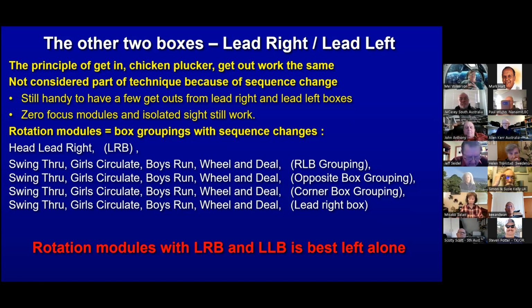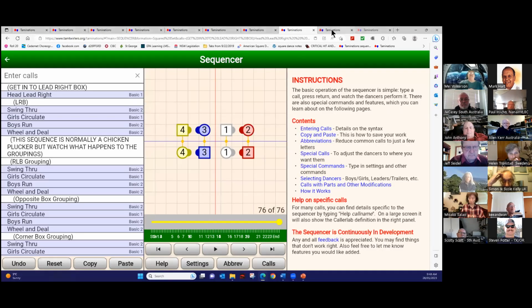Changing the sequence adds a dimension that is far more advanced, and it's for callers that are experienced and more advanced. It's outside the scope, but I want to show you a little bit about this for the inclusion of variety. If you remember this routine: swing through, girls circulate, boys run, wheel and deal. If I'm doing this from a lead to the right box, that should rotate me right 1 sequence. It should take me to a corner. Sorry, it should take me to an opposite, I should say. But it doesn't.